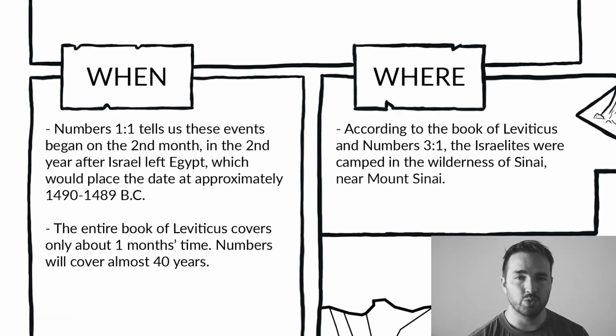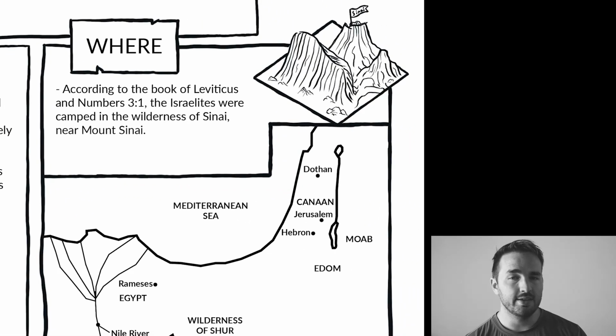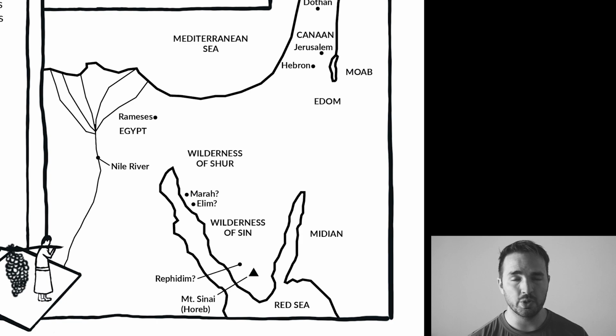When did these events happen? Well, this is pretty easy because Numbers chapter 1, verse 1 tells us that these events began the second month of the second year after Israel left Egypt, so that'd be approximately 1490 to 1489 BC. And as we mentioned in the last video, Leviticus only covers about 1 month's worth of time, whereas Numbers is going to cover about 40 years. Scooting on over then into our map, we'll see where these events took place. They took place at Sinai, the wilderness of Sinai, and we know that the children of Israel were camped near Mount Sinai, which you'll see towards the bottom of the map.